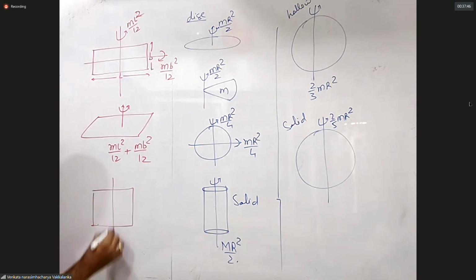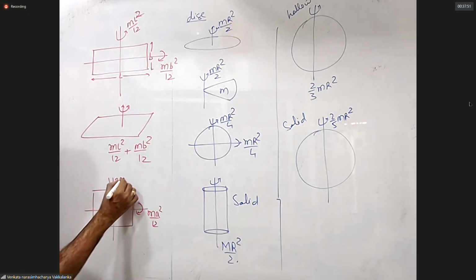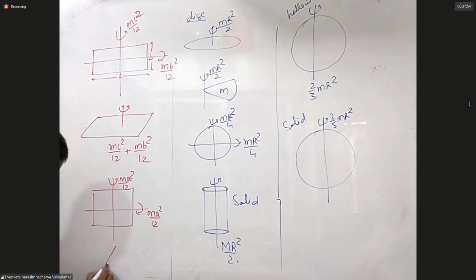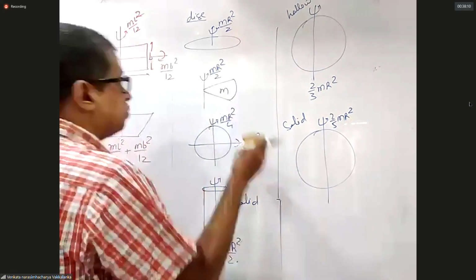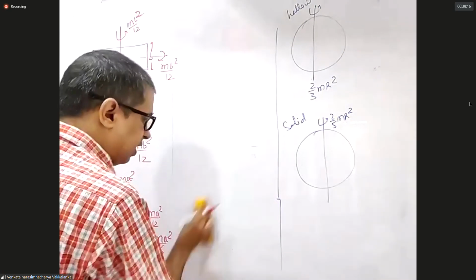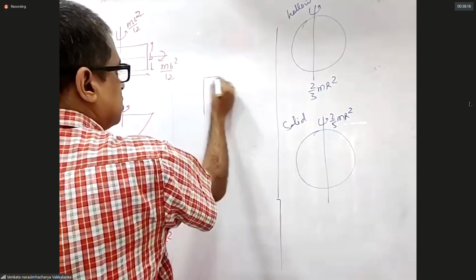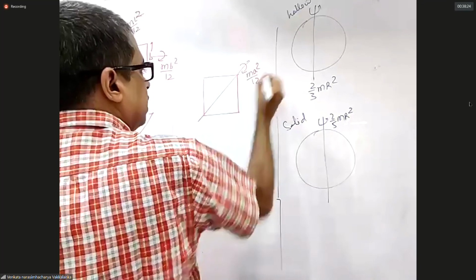For a square plate of side A, it will be MA square by 12, MA square by 12. Square plate about the Z axis will be MA square by 6. Beauty in this problem is along the diagonals it will again be MA square by 12, as the diagonals are perpendicular.